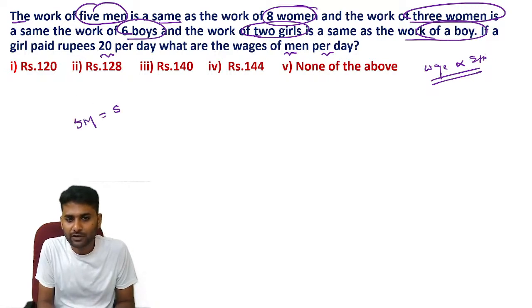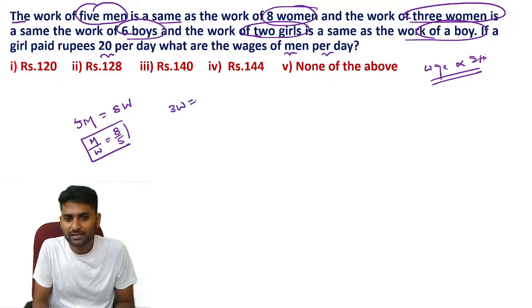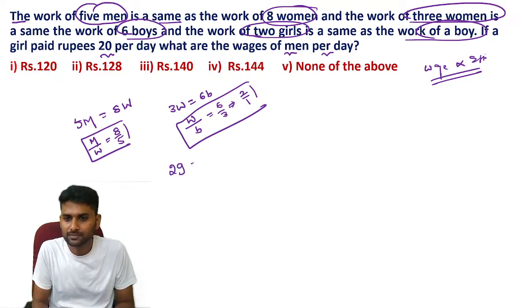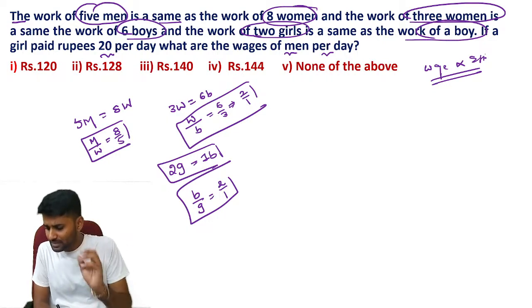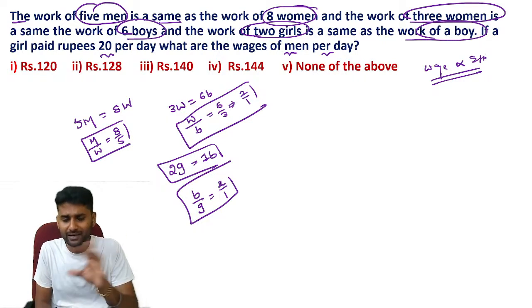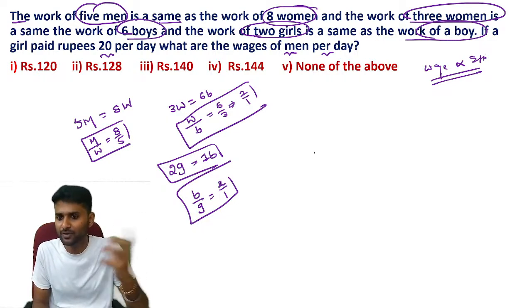5 men's work is equal to 8 women's. Now the men by women ratio is 8 by 5. Next, 3 women do the same work as 6 boys, so the women by boys ratio is 6 by 3, which is 2 is to 1. Next, 2 girls do exactly the same work as 1 boy, so the boys by girls ratio is 2 by 1. Guys, you already know the mixed ratio concept. We already completed all these concepts in ratio and proportions. Watch that video, so you can definitely solve this question with the help of that application.